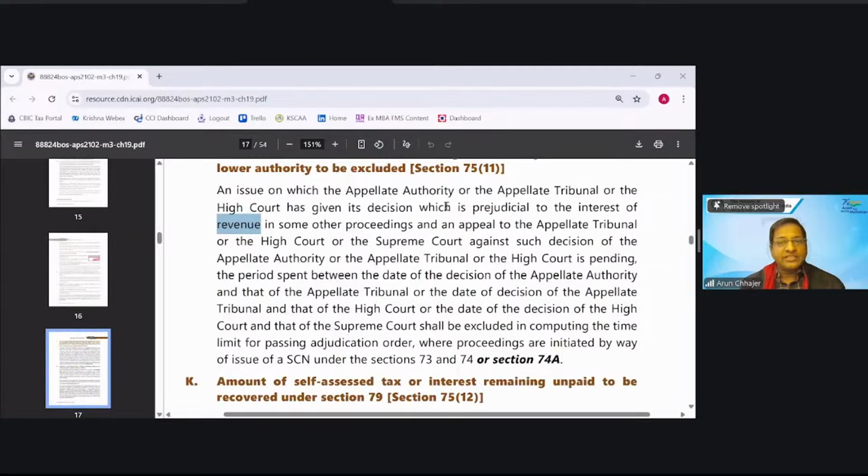An issue on which the appellate authority, tribunal or the court has given its decision which is prejudicial to the revenue, मतलब government के against में in some other proceeding, and an appeal to the higher authority against such a decision is pending. ठीक है. So the period spent between the lower authority to the higher authority, date of the decision of the appellate authority, tribunal or high court, etc., then that of the decision will be excluded.